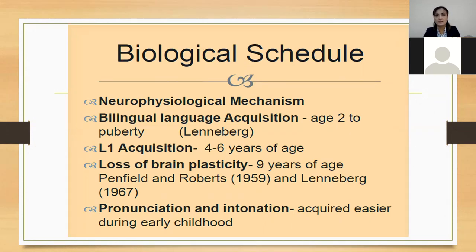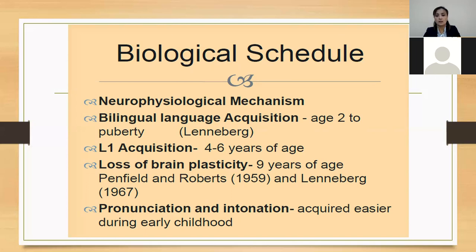We have just listened about all these in the video material together with you. Before starting our PowerPoint presentation, we watched the video, and there was enough information about the neurophysiological mechanism and about bilingual language acquisition too. And age to puberty. First language acquisition, 4 to 6 years of age. Loss of brain plasticity, 9 years of age.